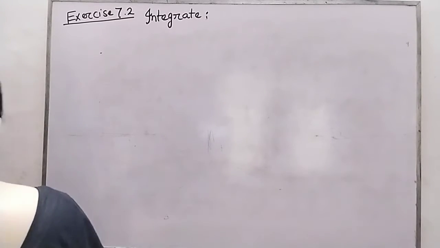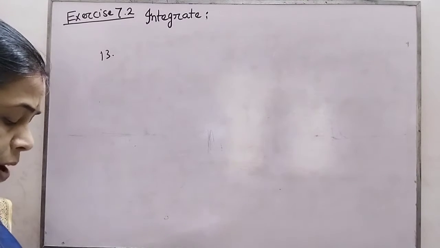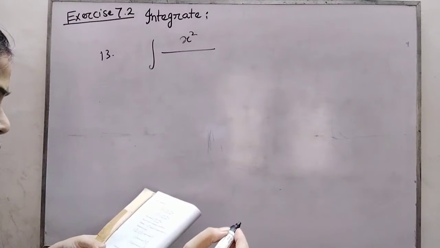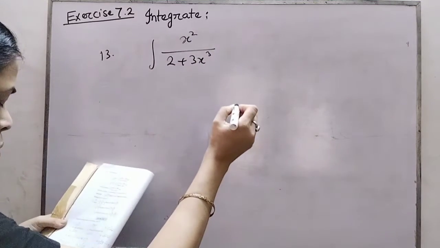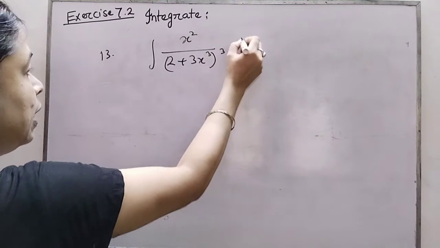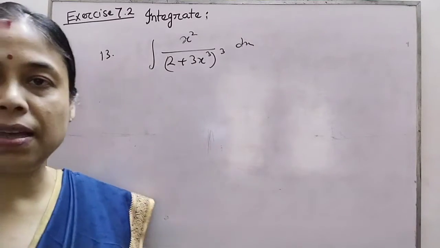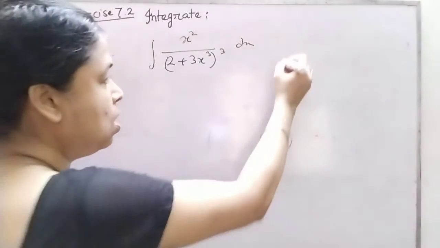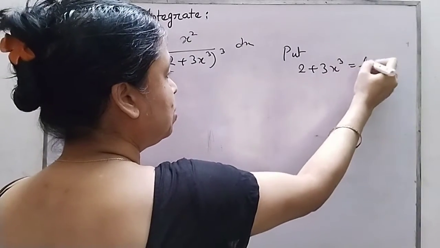Your question number 13 is integration of x square divided by 2 plus 3 x cube whole cube into dx. Okay, now hope you understand. Cube derivative will give you square, so obviously we have to use substitution of this expression. So let us substitute 2 plus 3x cube equal to t.